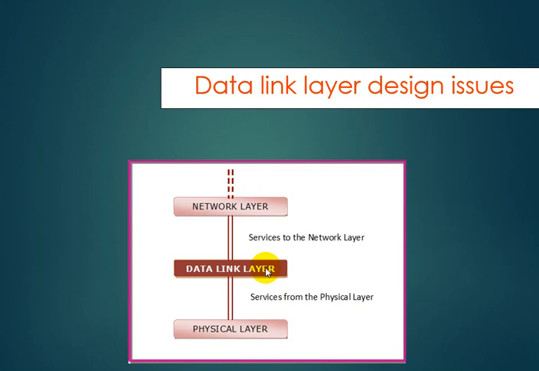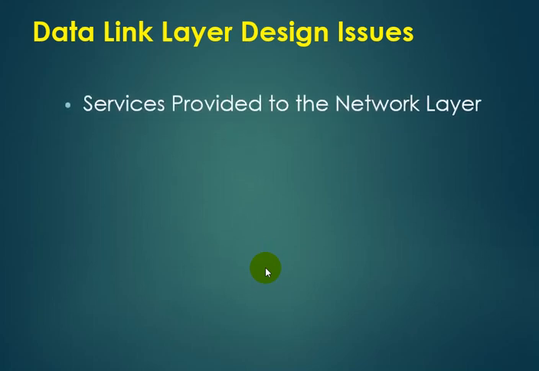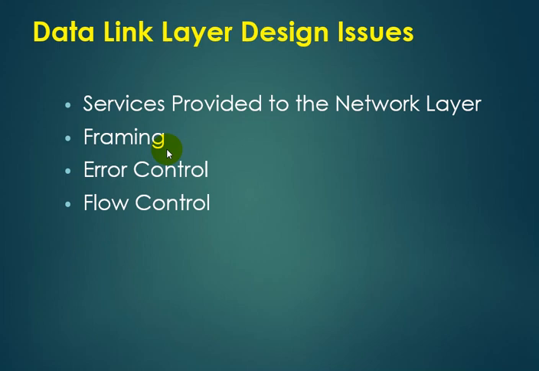So mainly the data link layer provides some services to the topmost layer and to the layer below. And what are the services that the data link layer provides? The design issues for the data link layer are: first, it provides services to the network layer and does operations like framing. So what is framing? The packets that it receives from the network layer, it converts into frames, and it also handles error control and flow control. So these are the main design issues that take place in the data link layer.